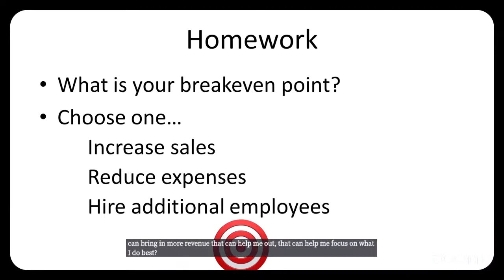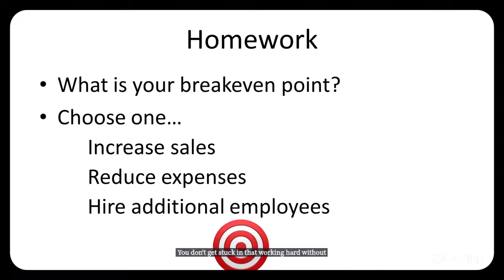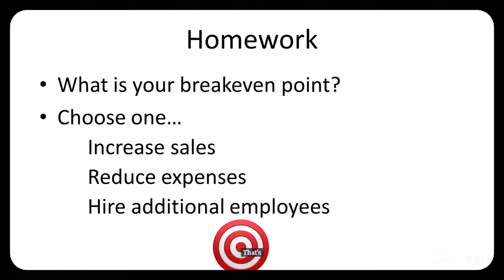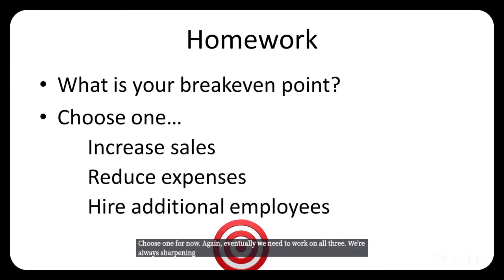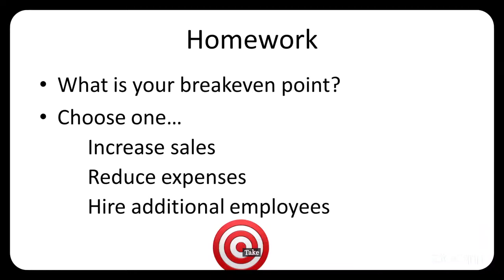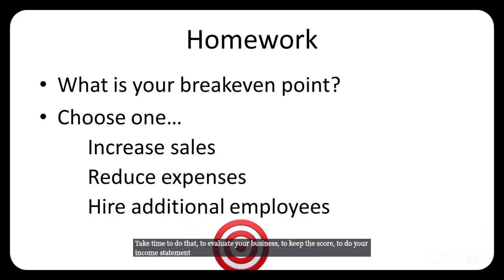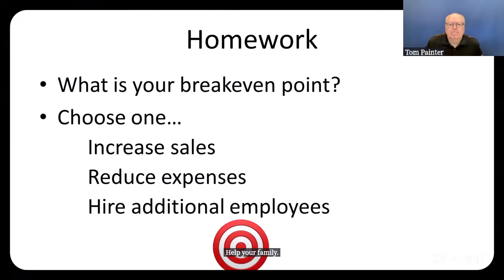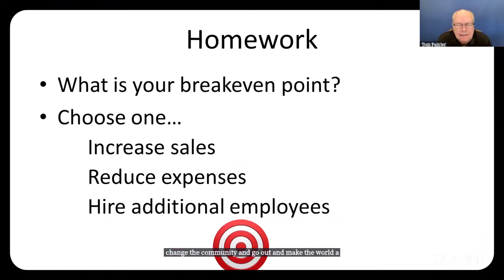You don't get stuck in that working hard without thinking about sharpening your axe, about improving, getting better, adjusting, fine-tuning. That's how you grow your income generating activity. So do your homework, your break-even point. Choose one for now. Again, eventually we need to work on all three. We're always sharpening that axe. Take time to do that, to evaluate your business, to keep the score, to do your income statement, improve your life, increase your income, help your family, change the community, and go out and make the world a better place.